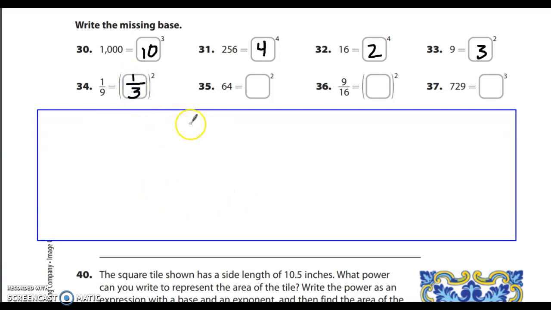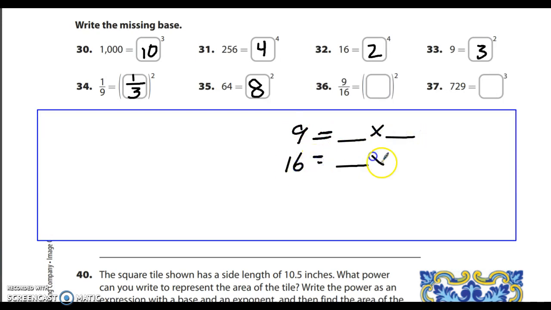64 is equal to something times itself. This 2 right here means there's only 2 spaces. What times itself is 64? It's 8. 9/16. Just treat them like separate problems. 9 is equal to something times itself, and 16 is equal to something times itself. The reason I put 2 spaces there each is because the exponent is a 2. So I'm going to do 3 times 3 is 9, and 4 times 4 is 16. So the answer is 3/4.